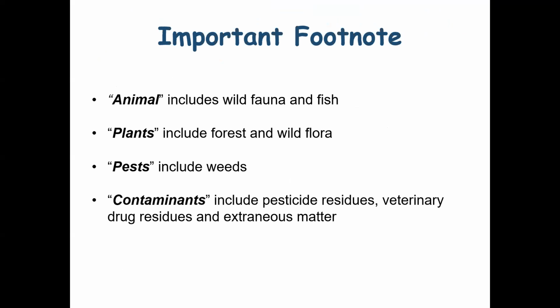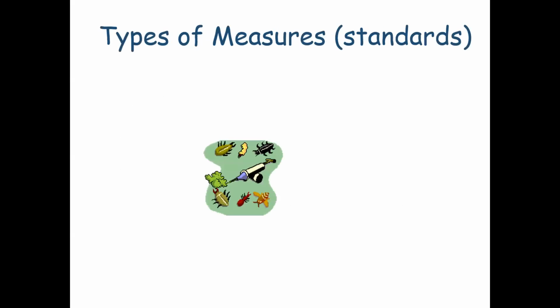Now, in the definition, you have some important footnotes. So when we talk of animals, when we talk of plants, when we talk of pests, and when we talk of contaminants, animals would include the fishery side and the wild animals or wild fauna. Plants would include the forest and wild flora. The pests would include weeds, and the contaminants would include a host of things like pesticide, veterinary drug residues, etc., toxins, heavy metals, and the like.